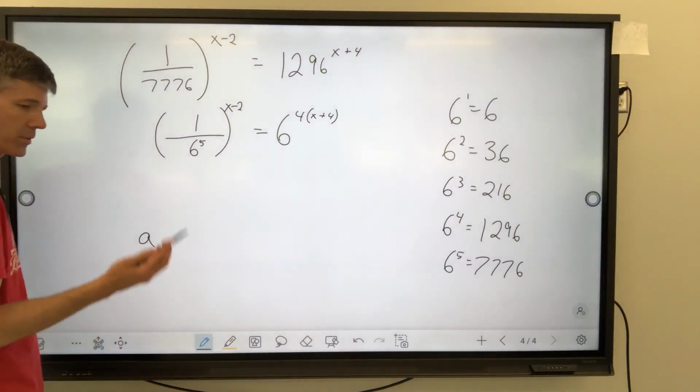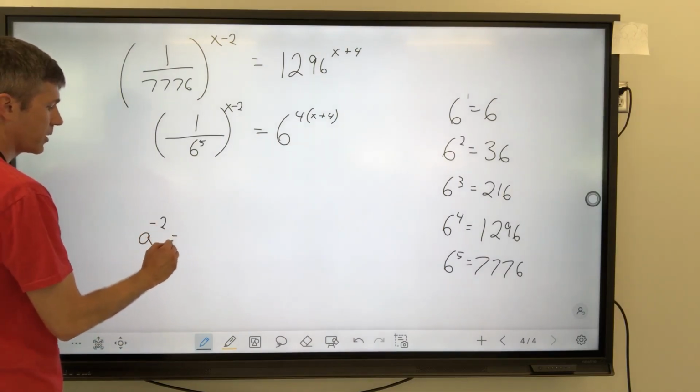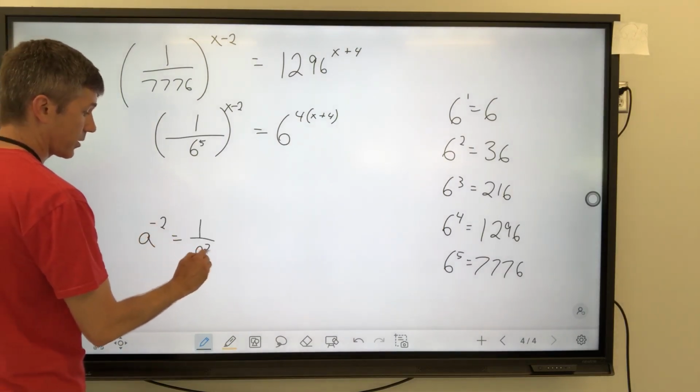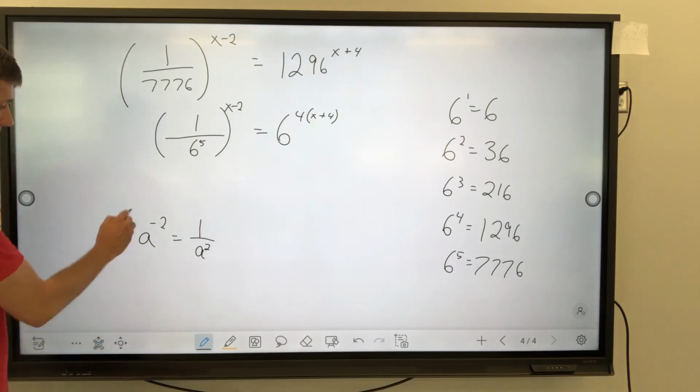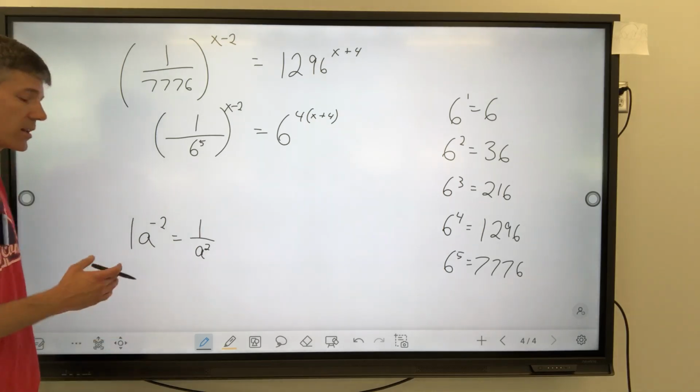If I had some number, we'll call it a, and we're going to raise it to the -2, that's the same thing as 1 over a squared. Just saying, where'd the 1 come from? It was always there, all right? So negative exponents move things.